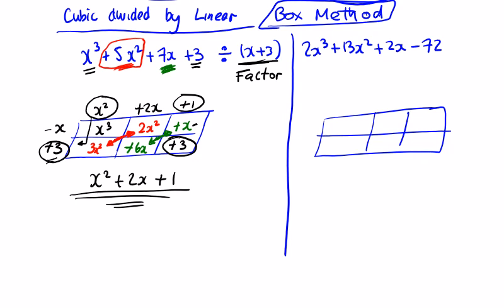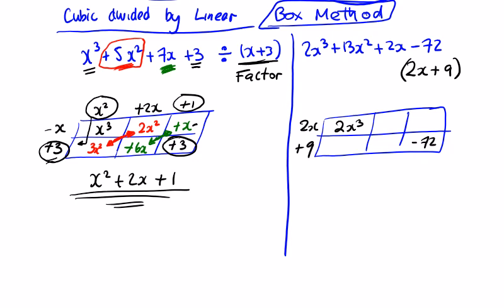So let's have a look over here. We've got 2x cubed in the first box. We've got minus 72 in the last box. We're going to divide in. What will we divide in here? Let me think of something that divides in here. 2x plus 9, I think definitely divides in here. So we put our 2x plus 9 on the outside.